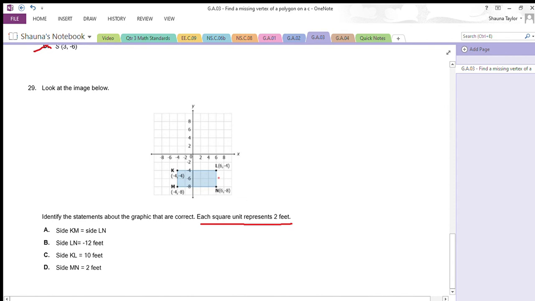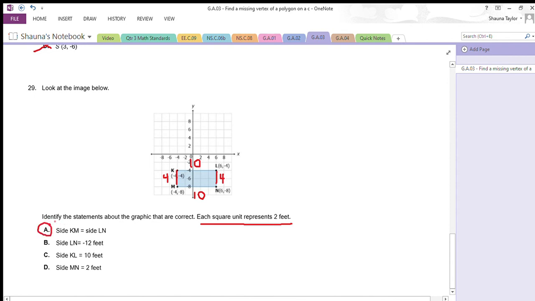So just like I said, I know that this is 4. This is 2, 4, 6, 8, 10. So this is a 4 and this is a 10. So that's a rectangle, all right. So now let's look at this. Side KM is equal to side LN. So here's KM and here is LN. Yes, they are both 4. So that is a correct statement.